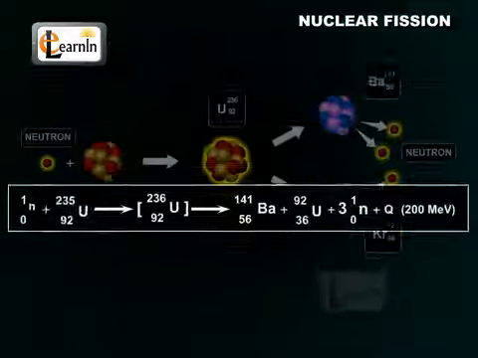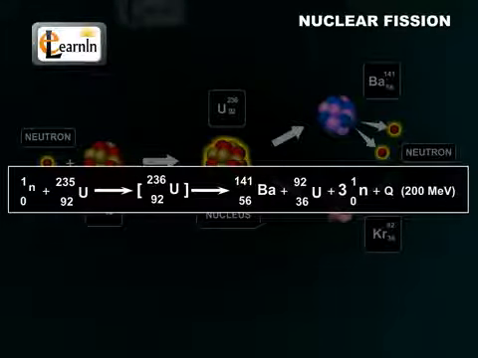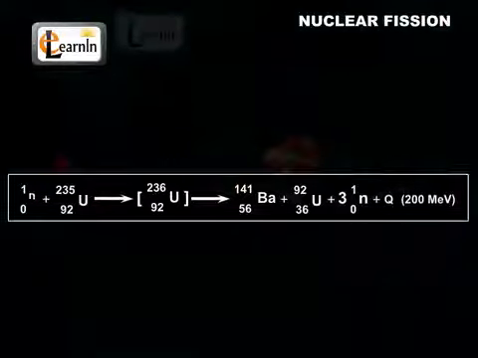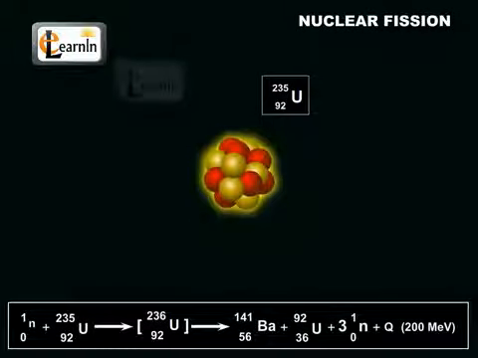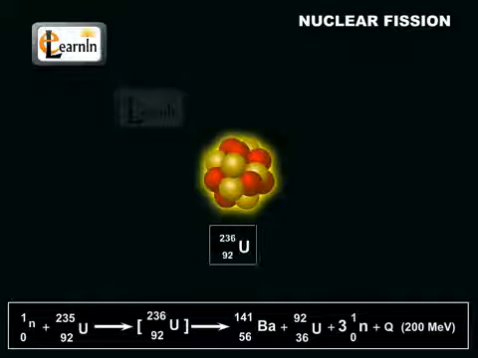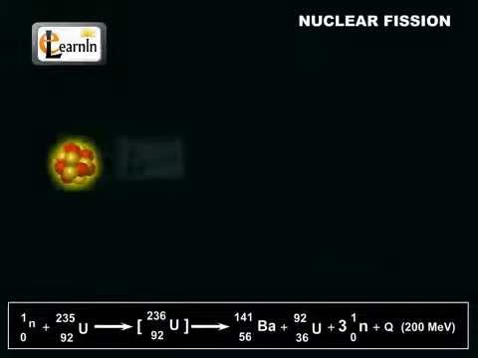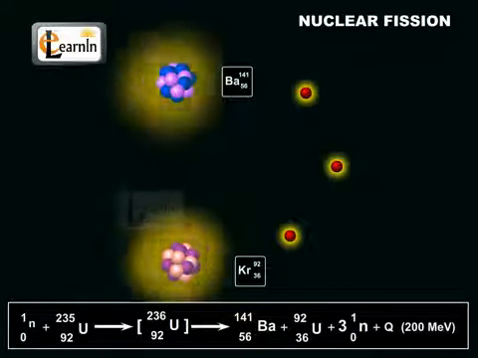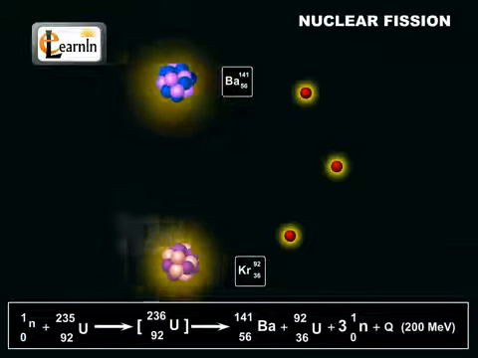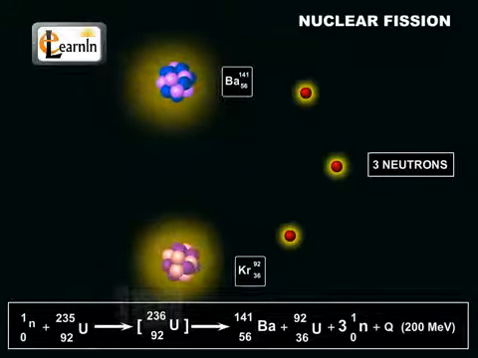The chemical equation of the nuclear fission reaction taking place can be represented by this equation. So as you can see from the equation, one neutron combines with uranium-235, forming an unstable compound nucleus, uranium-236. This unstable nucleus splits into two stable nuclei, barium-141 and krypton-92. In addition to these two nuclei, 3 neutrons are also emitted, as well as a high amount of energy denoted in the equation by Q.